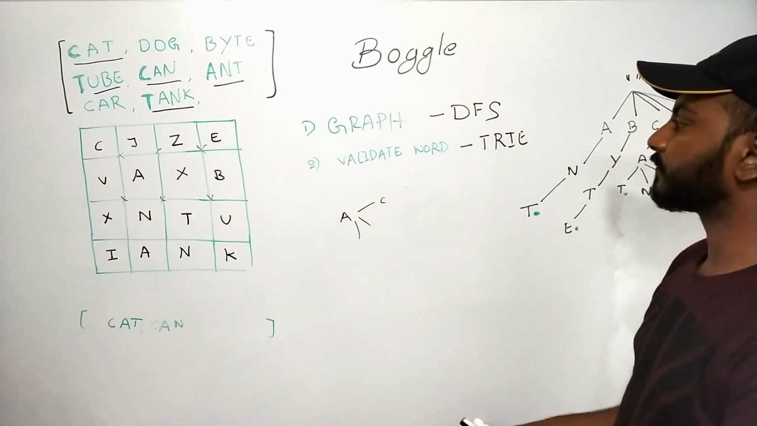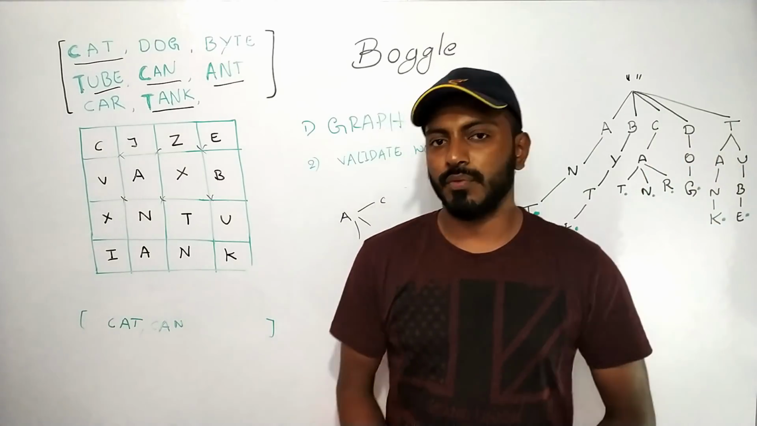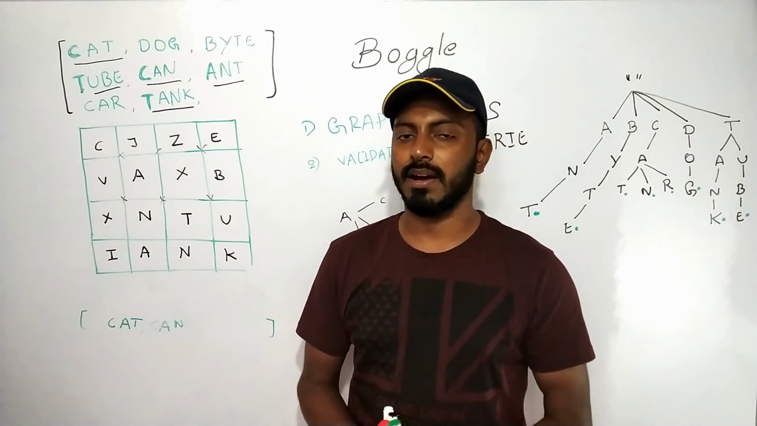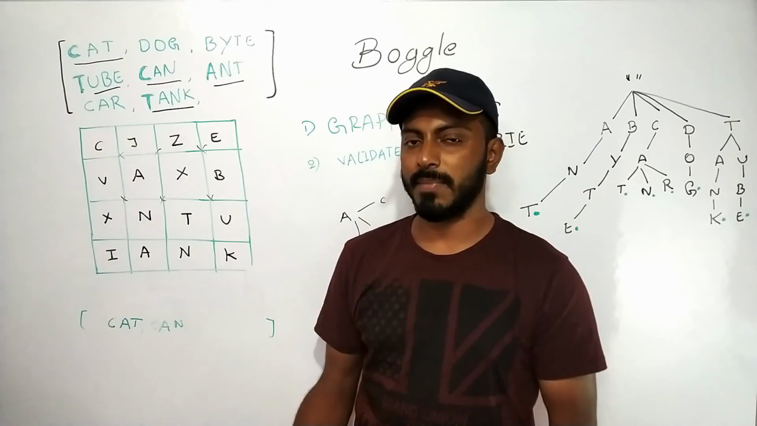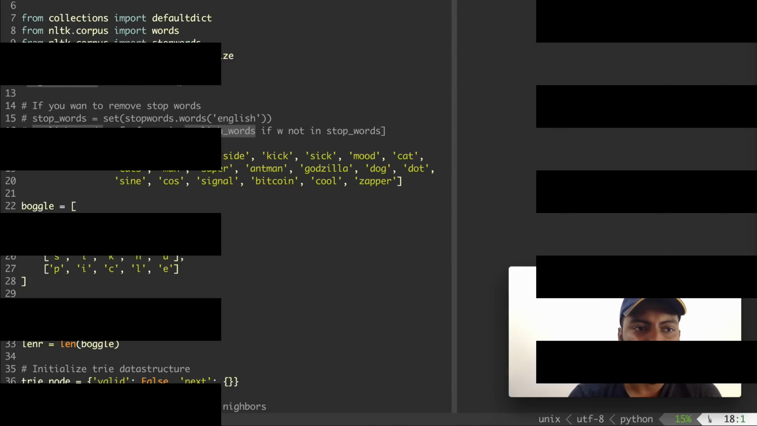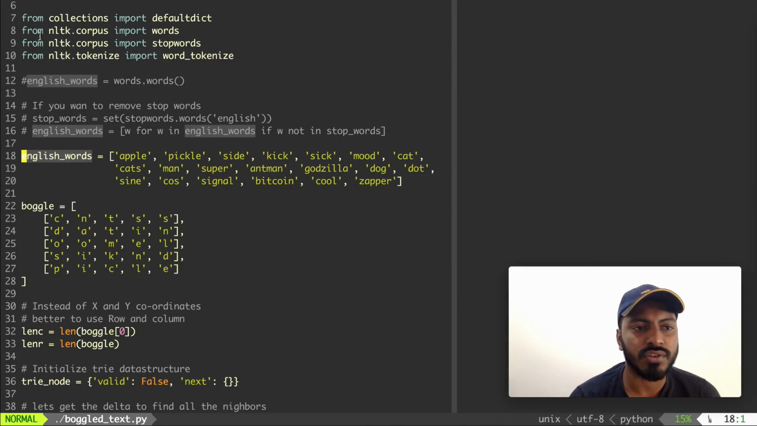Okay, it's that simple. Now what I have done is I have also implemented the same solution using Python as a programming language, and the link is available in the description. Let's try to understand what's happening in the Boggle solver code.